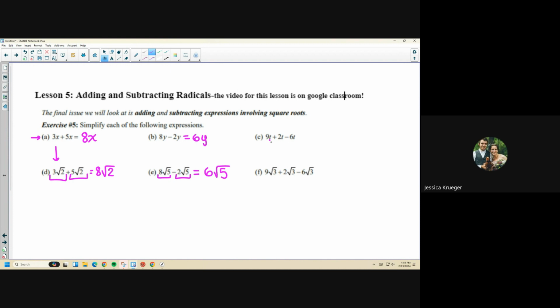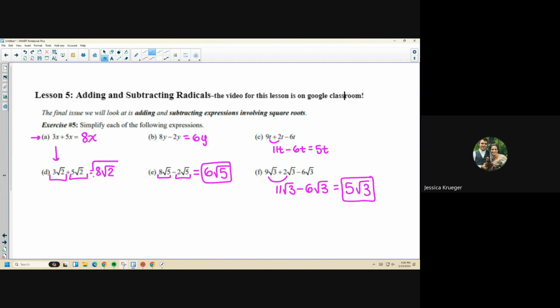9t plus 2t, that's 11t, minus 6t will give me 5t's. I can do the same thing with radicals. 9 radical 3's plus 2 radical 3's will give me 11 radical 3's. And then I can subtract 6 radical 3's. If I have 11 radical 3's minus 6 radical 3's, I will be left with 5 radical 3's.